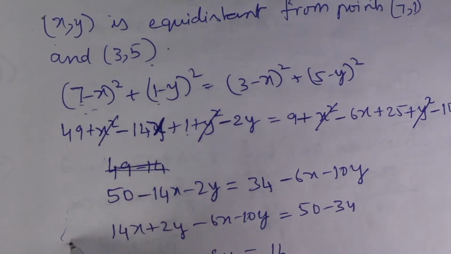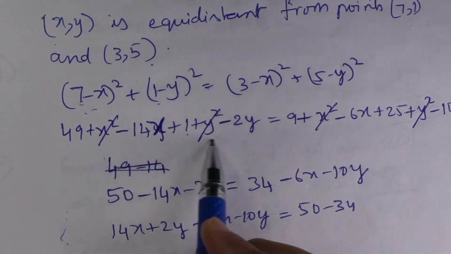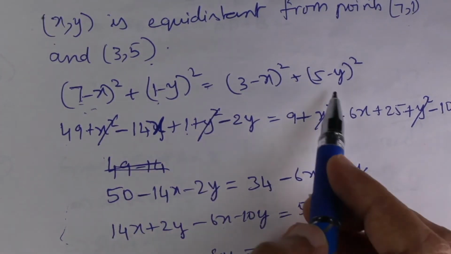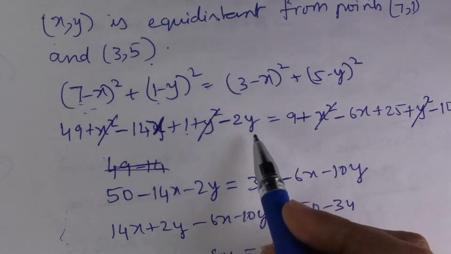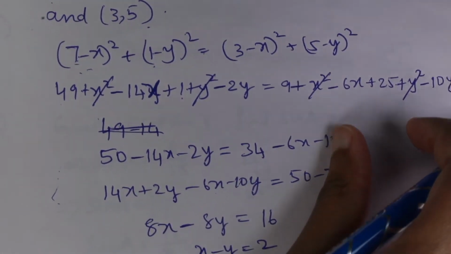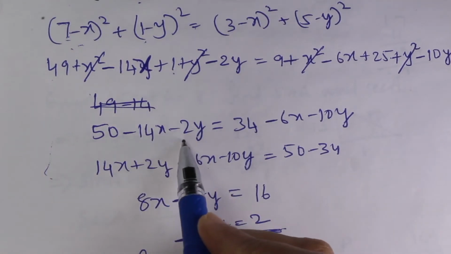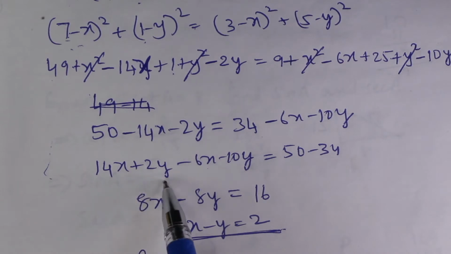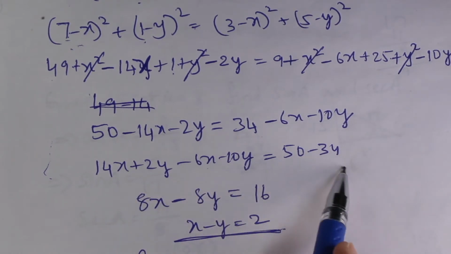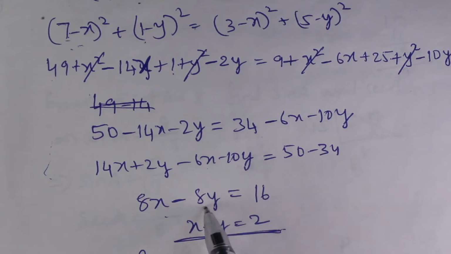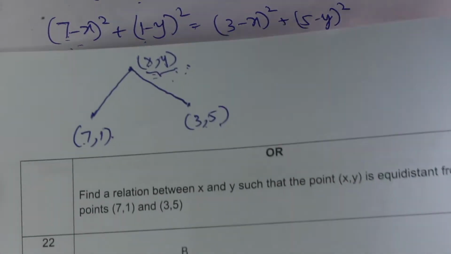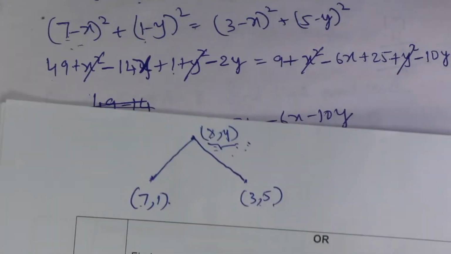You can look at this explanation and how I have solved this problem. x square plus y square gets cancelled on both the sides. And the resulting equation will be 50 minus 14x minus 2y is equal to 34 minus 6x minus 10y. So 14x plus 2y minus 6x minus 10y is equal to 50 minus 34. So 8x minus 8y is equal to 16, and that implies x minus y is equal to 2. So that is the relationship between the x and y.